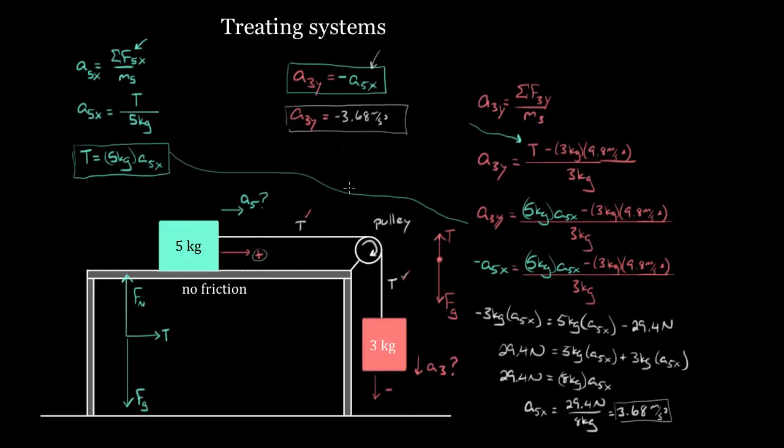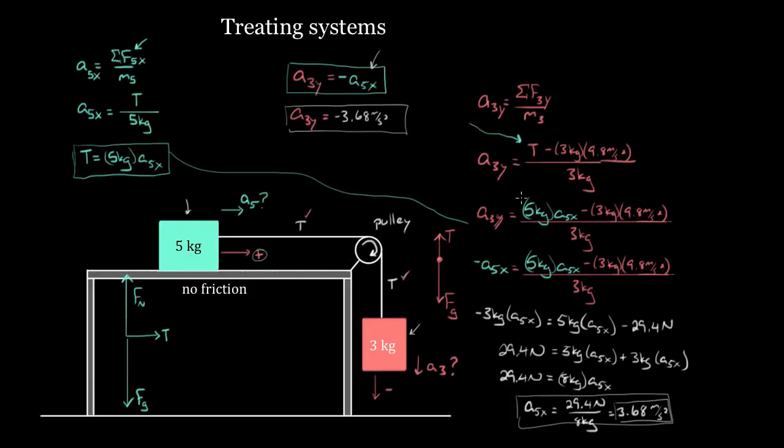It's negative, no surprise, because it's accelerating downward. We figured out the acceleration of the 5 kilogram mass. It's positive, not a surprise. It was accelerating to the right. The way we did it, recapping really quick, we did Newton's second law for the 5 kilogram mass. That didn't let us solve. We did Newton's second law for the 3 kilogram mass. That didn't let us solve.